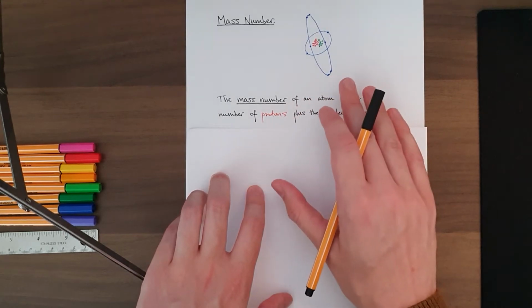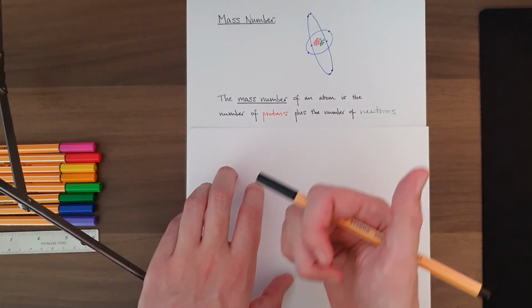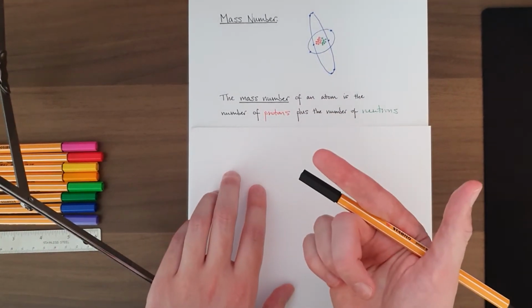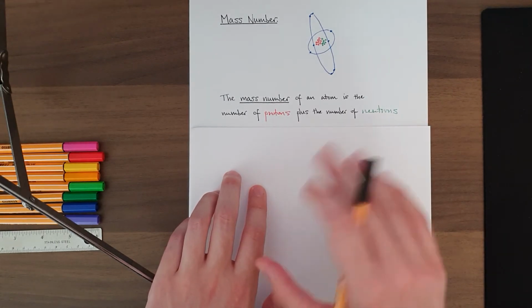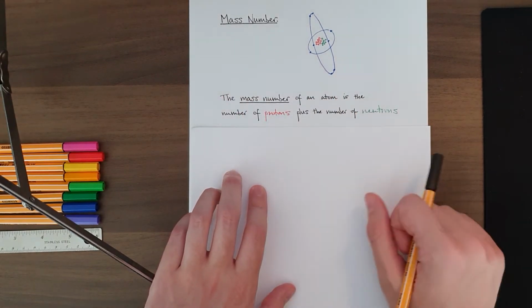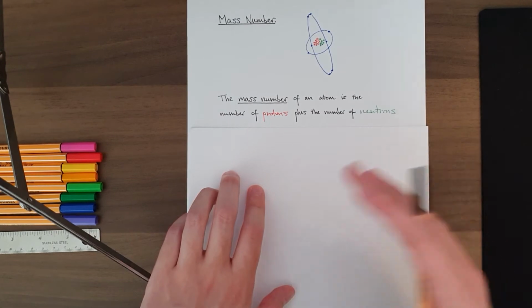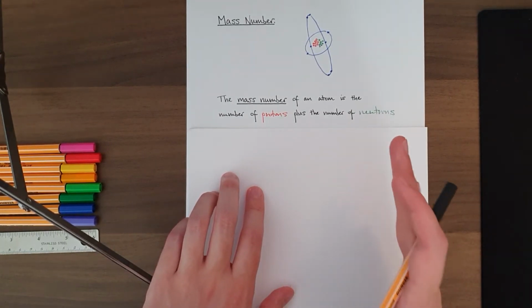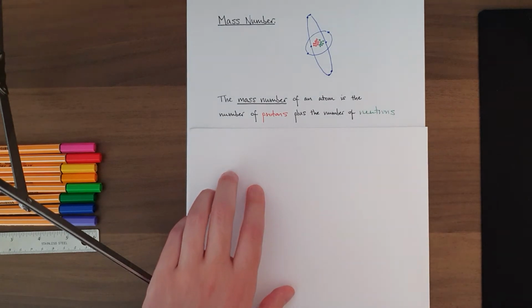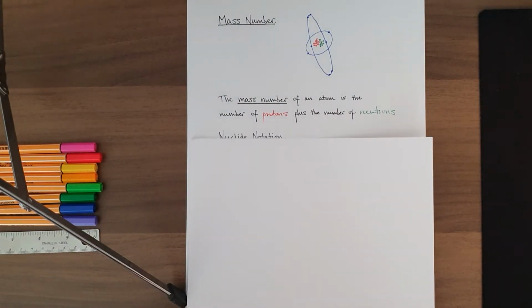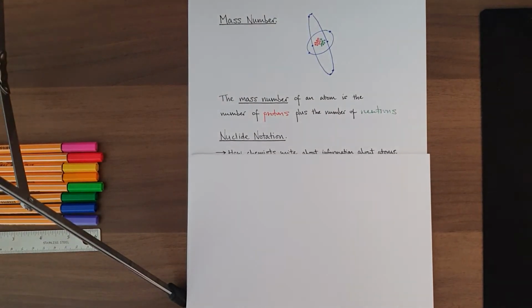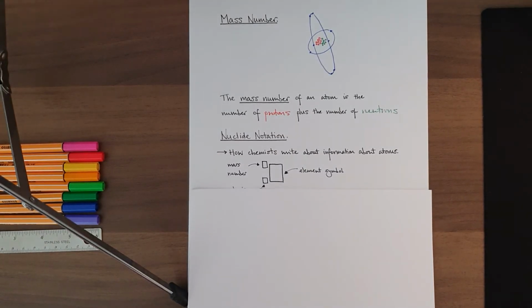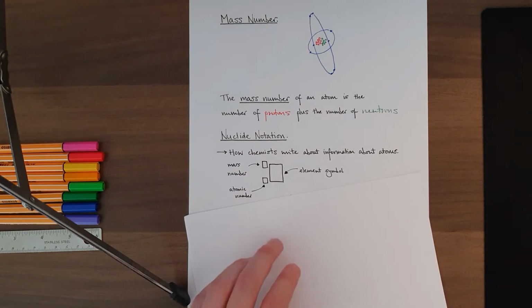Now, at this point, we have got elements, we have got element symbols to represent those elements, we've got an atomic number, and now we've just added in a mass number. So that's lots of information. So to represent all that information in one nice neat package, chemists use something called Nuclide Notation. So what does that mean? Well, it's basically just a nice, tidy, neat way for chemists to represent information about any given element.